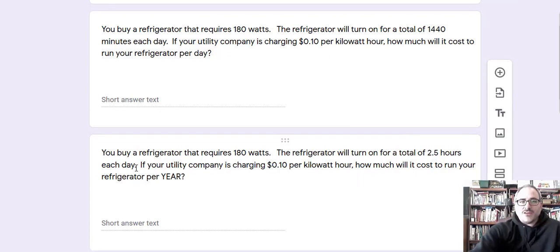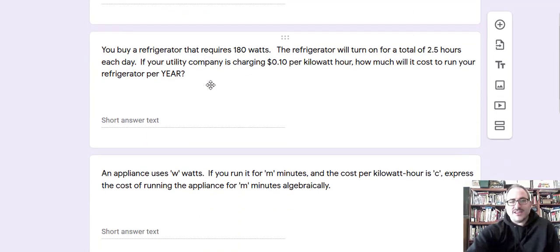My next question I'm going to make a little harder. I'm going to ask you how much will it cost to run your refrigerator per year? Well, you're just going to take how many days are in a year? I'll have you search that on yourself.